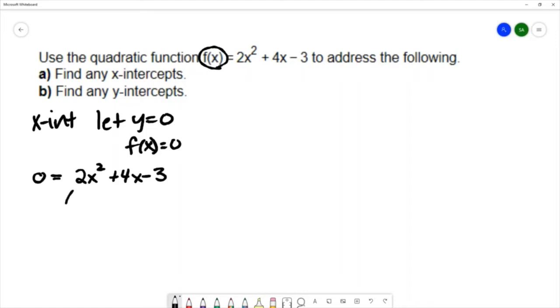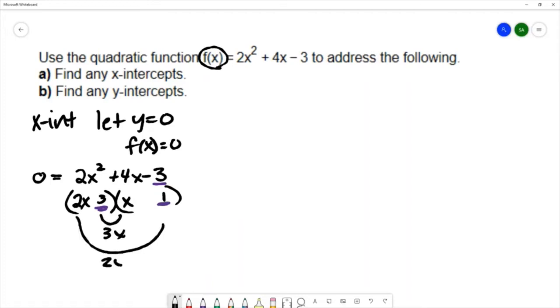I'll try to factor it. So I would have to have 2x and x to get 2x squared. And to multiply to be a 3, I need these two values to be 3 and 1. So I can try 3 and 1 here. That would give me 3x and 2x. And 3x plus 2x would give me 5x, or 3x minus 2x would give me x. And neither one of those would give me the right number in the middle. So I need to try something else.